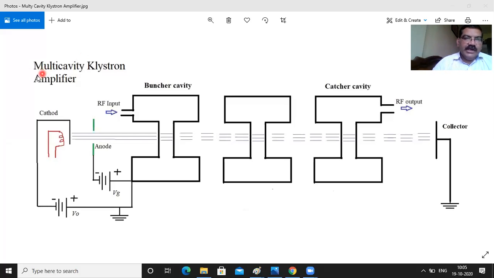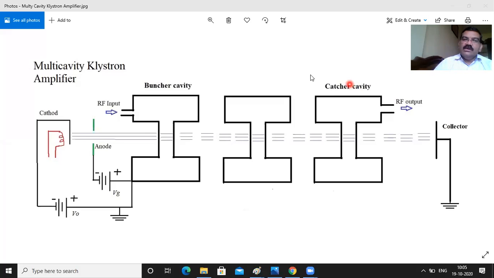Today's topic is the multi-cavity klystron. The multi-cavity klystron is the extension of the two-cavity klystron. In the two-cavity klystron, you have only two cavities: the buncher cavity and the catcher cavity.